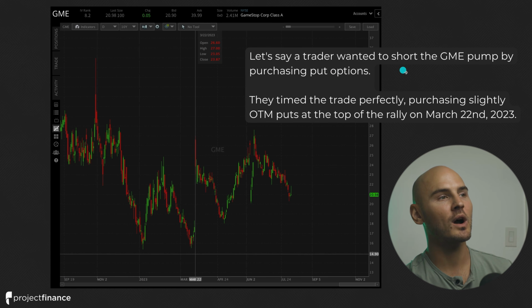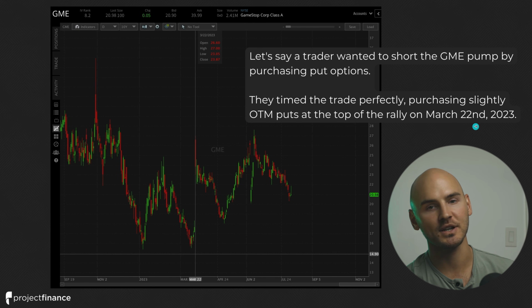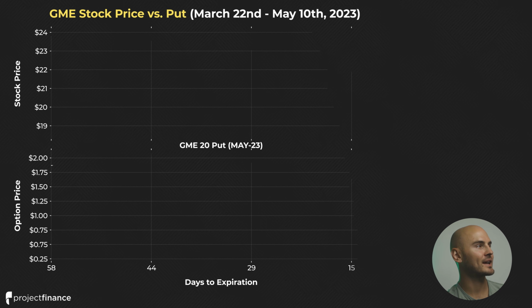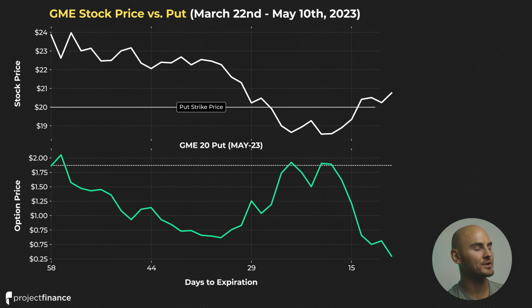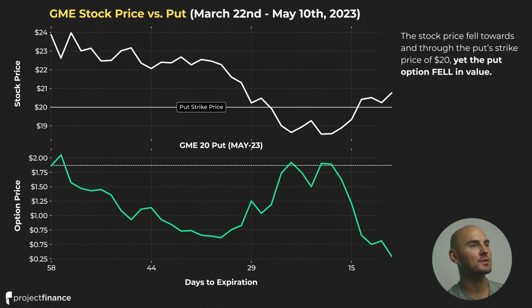So let's say a trader wanted to short the GME pump in early 2023 by purchasing put options. And let's say they timed the trade perfectly, purchasing slightly out of the money puts at the top of the rally on March 22nd, 2023. As we can see here, if we're looking at the GME stock price versus the put option that has a 20 strike price expiring in May 2023, we can see that even though the stock price fell towards and through the put strike price of $20, the put option still fell in value.